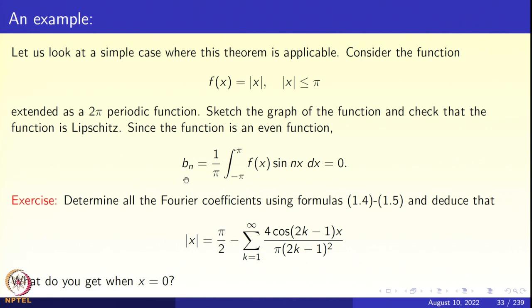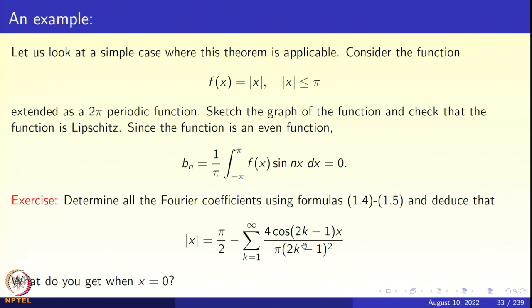Now you need to calculate an. An will be 1 upon pi integral minus pi to pi mod x cos nx. Mod x is even, cos is even, the product is an even function, it will be twice integral from 0 to pi. So 2 upon pi integral 0 to pi x cos nx. You will have to perform an integration by parts, and you have to be careful when you do the calculation, because if you make a mistake, you're going to get it all wrong. You do the calculation carefully and diligently, you will get the an's, put it in the equation for the Fourier expansion, f of x equal to a naught plus summation n from 1 to infinity an cos nx, because the bn is 0. And this is exactly what you get.